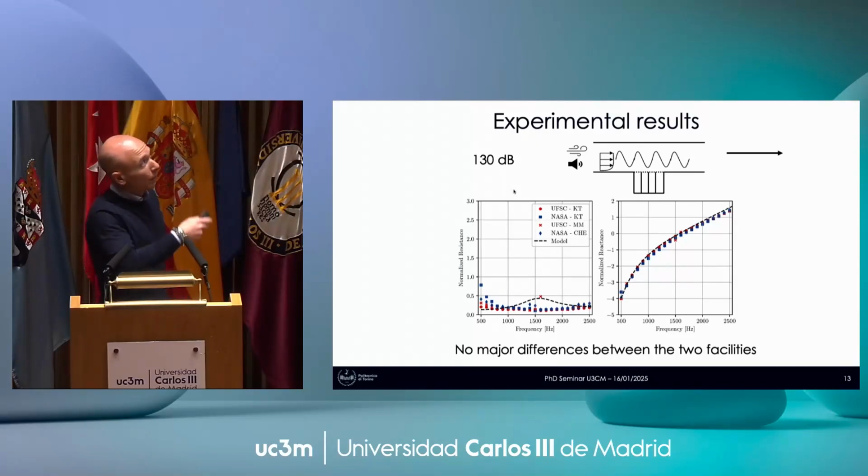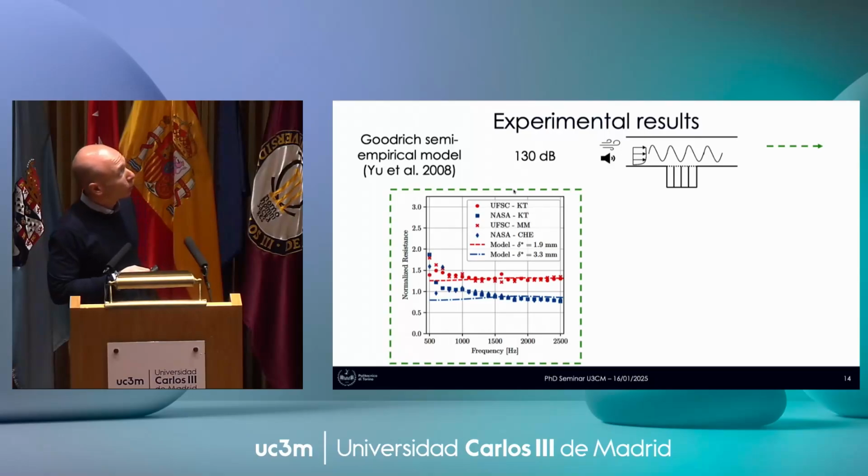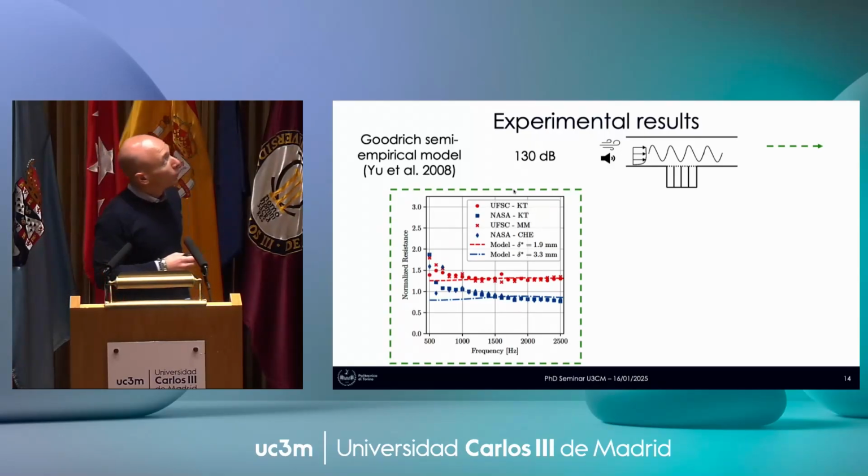Of course, I'm not showing here, without flow it doesn't matter if the acoustic wave comes from one direction or the other, then the results are the same. Then we introduce the flow. In blue, you find the results that were collected at NASA, in red, the results that were collected in Brazil. This was a bit surprising at the beginning, there is quite a mismatch.